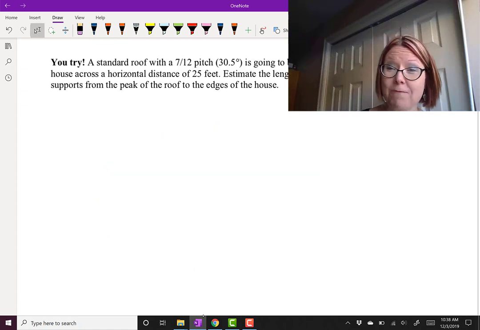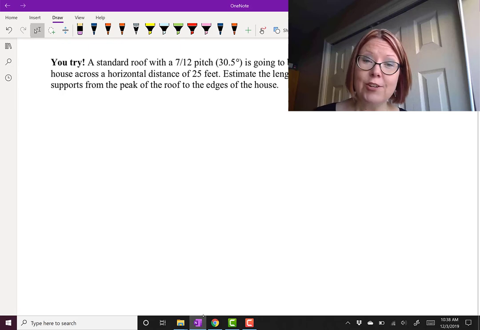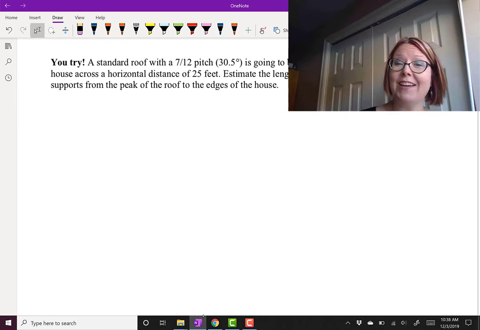Okay, here's another one for you to try. A standard roof with a 7/12 pitch, that's written as 7/12, which is 30.5 degrees, is going to be installed on a house across a horizontal distance of 25 feet. We want to estimate the length of the wood supports that go from the peak of the roof to the edges of the house. Pause this video and see if you can draw the diagram and estimate the length of those wood supports along the diagonals.